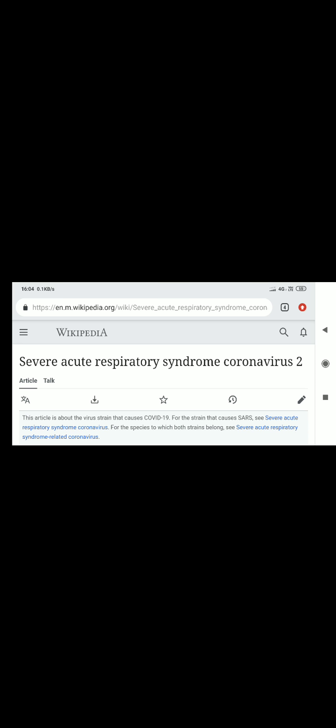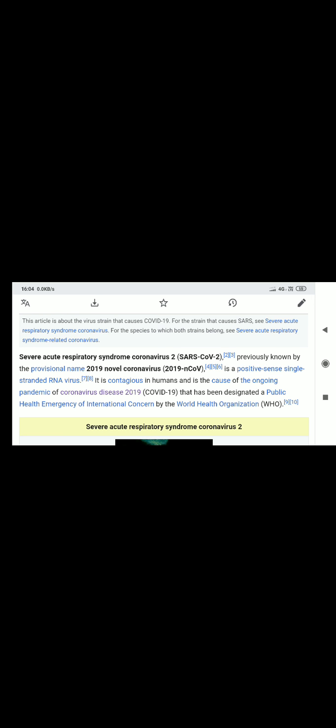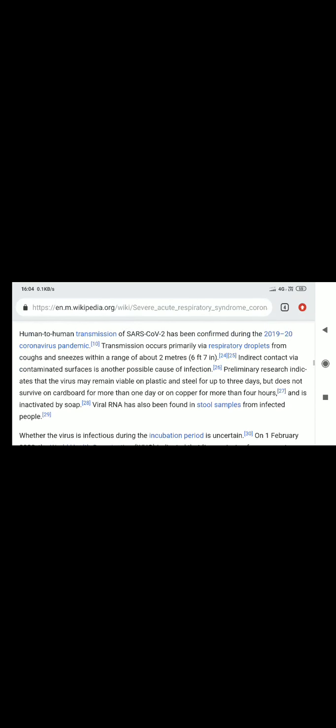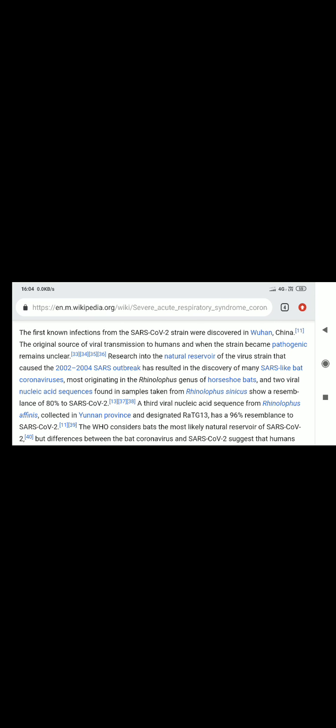Now let's take a brief look at severe acute respiratory syndrome coronavirus 2. It has genetic similarity with SARS coronavirus 1. It is said to have been derived from bat coronavirus. It's one of the bat coronaviruses, but the discussion about the reservoir is still inconclusive.